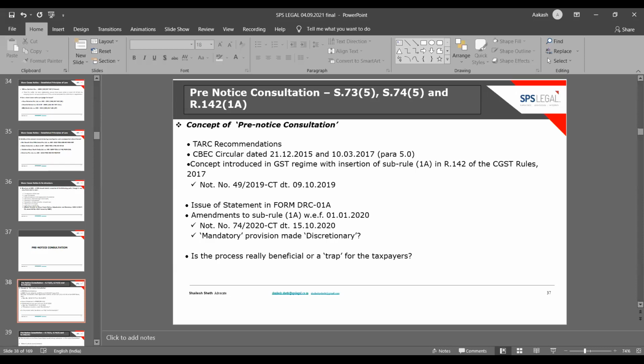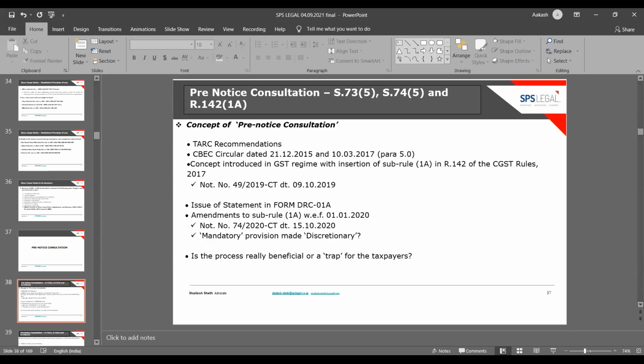And if, looking at the futility of the charge made or proposed to be made by the department, the authority can also look into whether the so-called notice is required to be issued or not. This concept was implemented through a Board circular, not through statutory provisions under the erstwhile regime. However, in GST, it got statutory recognition with the insertion of sub-rule 1A in rule 142, vide Notification No. 49/2019 dated 9th October, whereby DRC-01A was made mandatory to be issued before issue of any show cause notice under section 73 or 74.